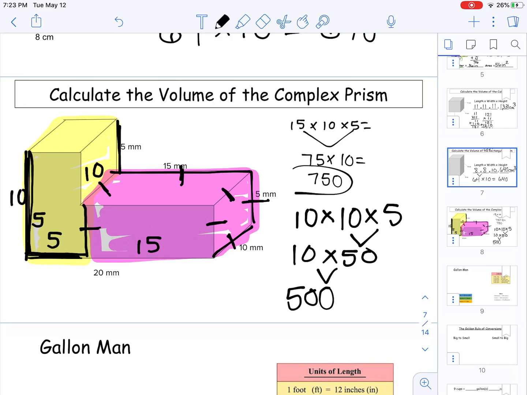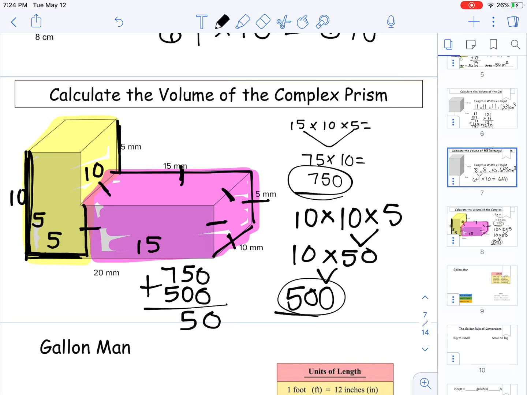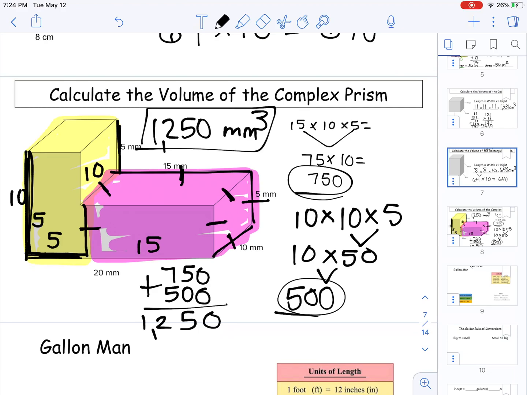It's frozen. The total volume of this complex shape, I need to take these two numbers and add them up. So 750 plus 500. And I get 7 plus 5, so give me that 12. I get 1,250 millimeters cubed for my volume.